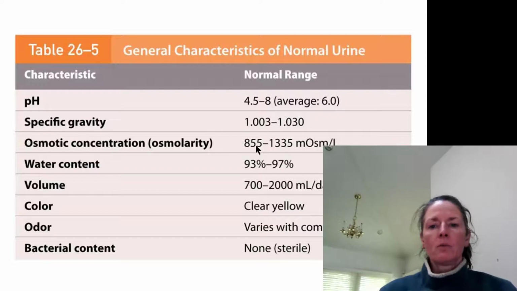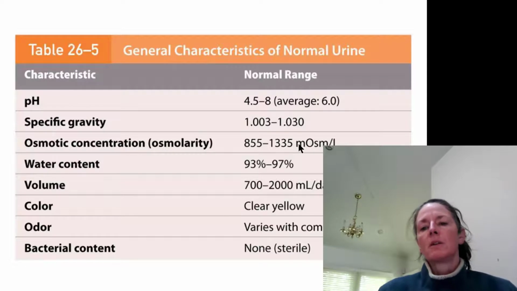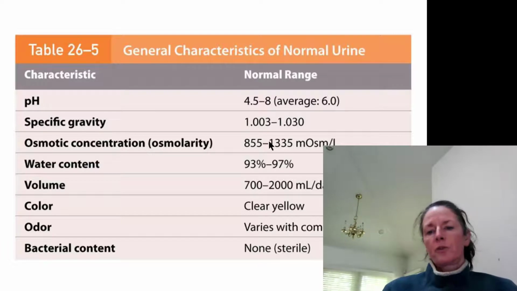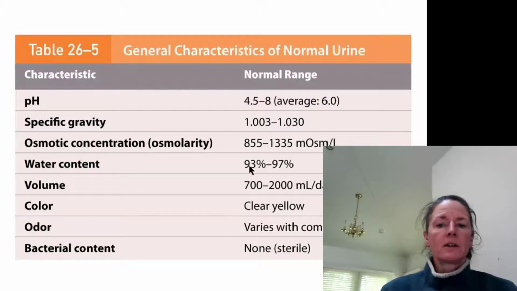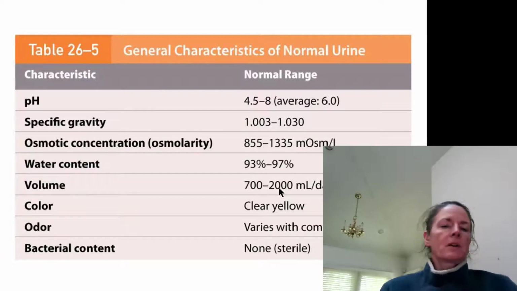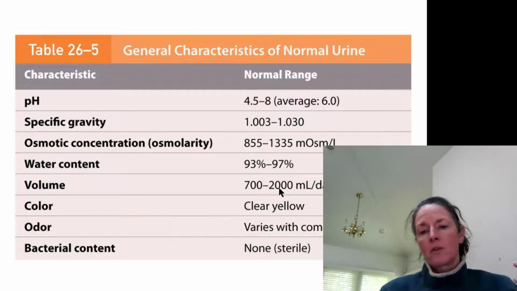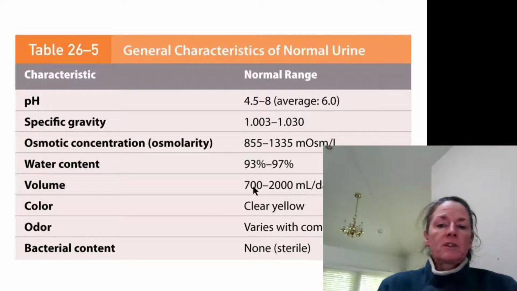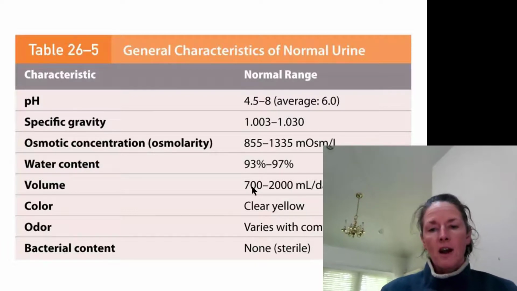So that's going to depend on our osmotic concentration, i.e. our osmolarity, which can vary anywhere between 855 to 1335 milliosmoles per liter. That is dissolved solutes, individual solute particles. The water content can vary anywhere from 93 to 97%, and you usually will excrete anywhere between 700 milliliters to 2 liters a day. And that will vary depending on a lot of things. If you're active and you're drinking a lot of water and sweating it out, well, then you're going to excrete more urine than if you're sitting around in a nice air-conditioned house.